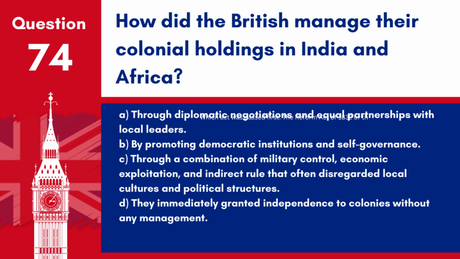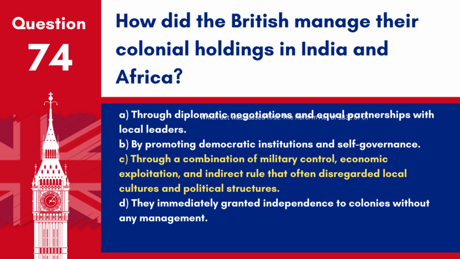Question 74. How did the British manage their colonial holdings in India and Africa? A. Through diplomatic negotiations and equal partnerships with local leaders. B. By promoting democratic institutions and self-governance. C. Through a combination of military control, economic exploitation, and indirect rule that often disregarded local cultures and political structures. D. They immediately granted independence to colonies without any management.